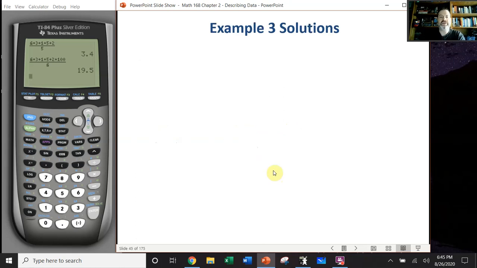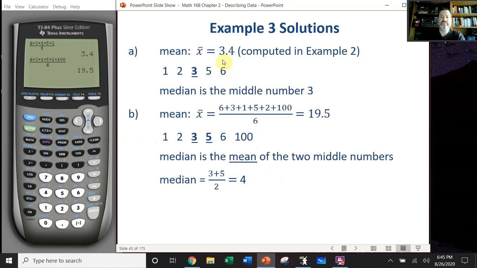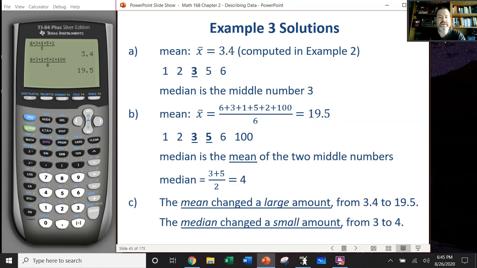So what happens to the average? Here the average lemon price was $3.40 and the median is 3. When we added the outlier, the average goes up to $19.50 per lemon. That's awfully high. But notice the median doesn't change very much. So it turns out that the mean changes a very large amount. It went from 3.4 to 19.5. Adding an outlier as extreme as 100 really moved that mean closer to the outlier. The median only changed a little bit from 3 to 4.